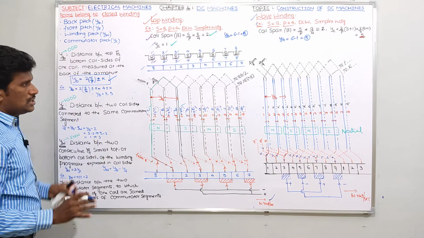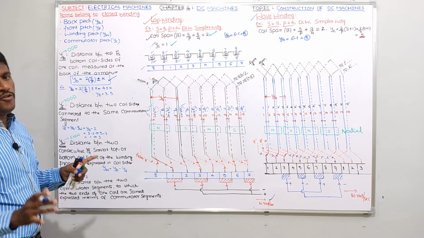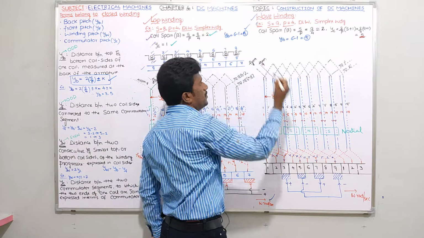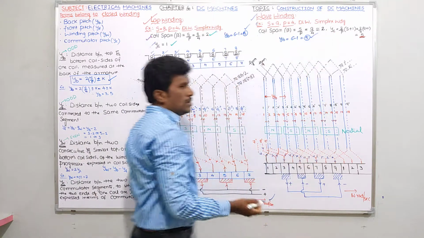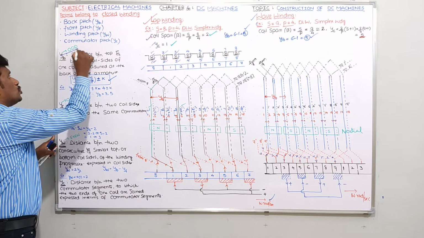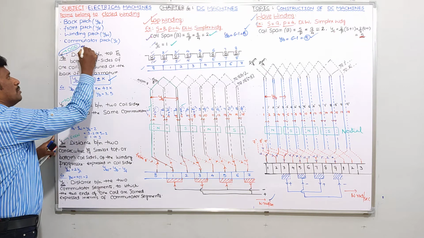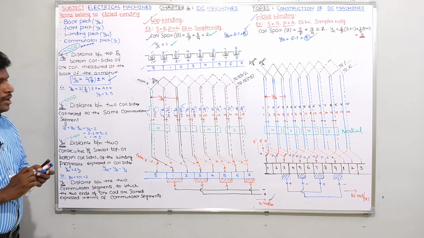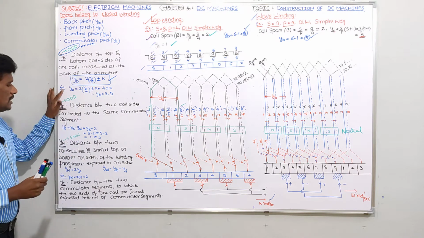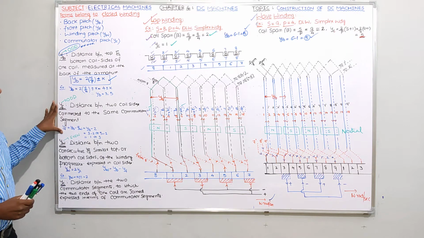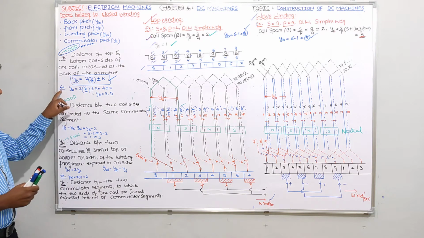Remember, what is the value of back pitch in lap winding? 5. What is the back pitch value of wave winding? 5. So just remember and try to understand: back pitch should be an odd number. This one you have to remember. Now I will explain this example, guys. Just wait for some time. Before that, let me explain front pitch, then I will come to this example.